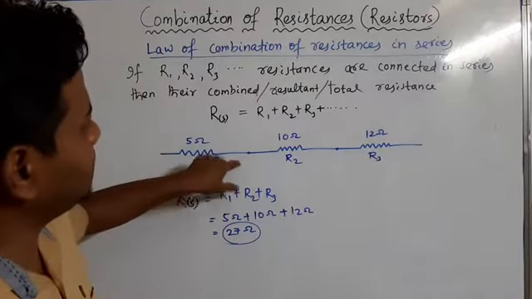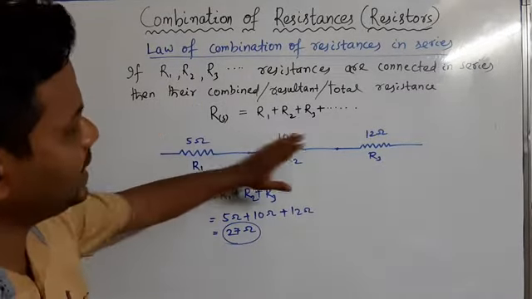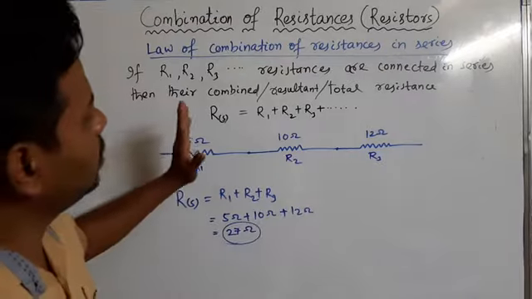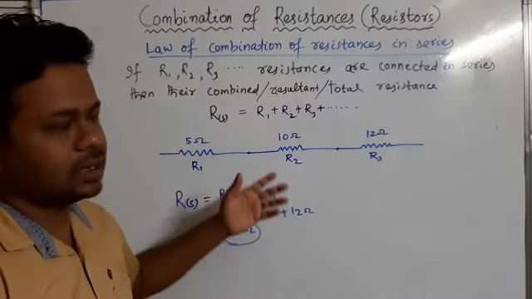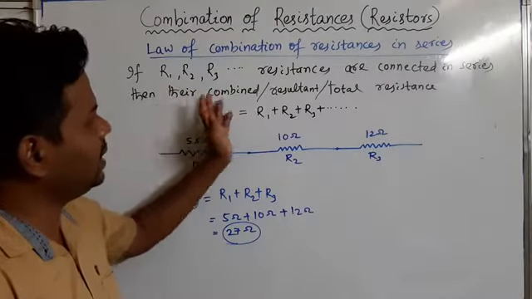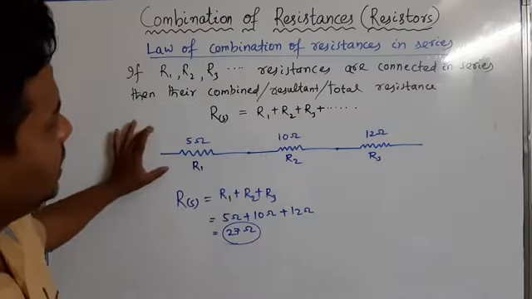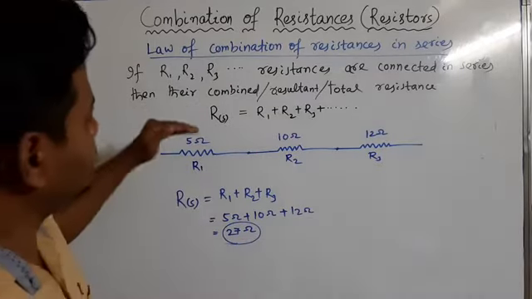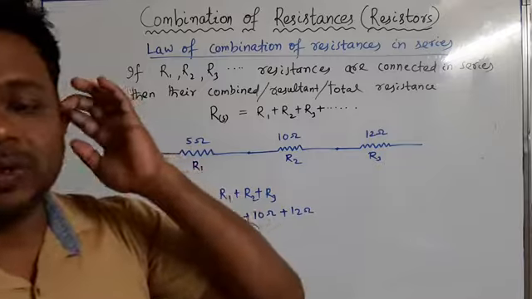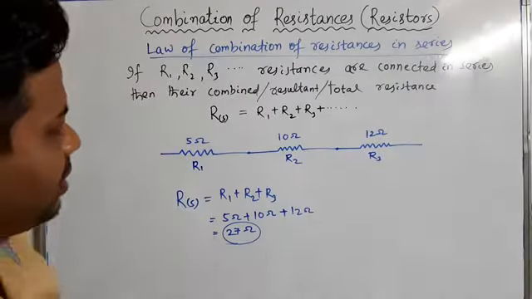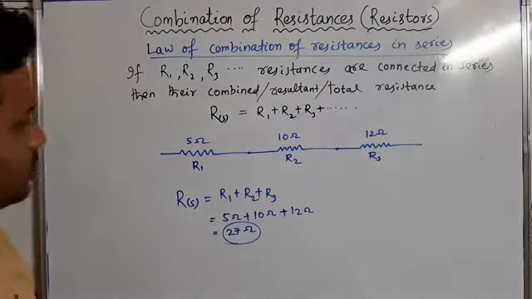This total resistance can be called combined resistance. You can also call it resultant resistance. So resultant resistance, combined resistance and total resistance in a series connection will be the sum of all the individual resistances. In this way you can find out the total resistance.